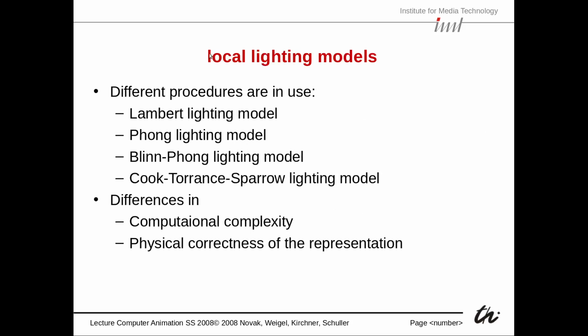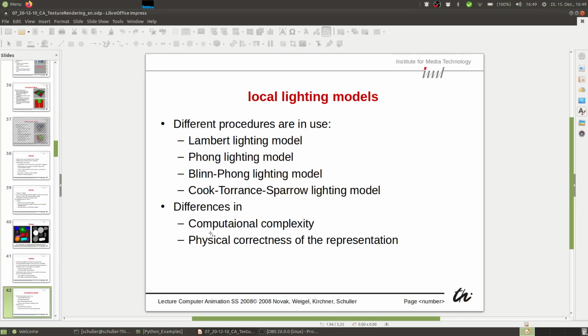Yeah, so first to the local lighting models. We have different procedures which are in use. For instance, the Lambert lighting model, which we see in a moment, then the Phong lighting model, the Blinn-Phong lighting model, and the Cook-Torrance Sparrow lighting model. And they differ in computational complexity and the physical correctness of the representation. So the simpler they are, the worse the result.